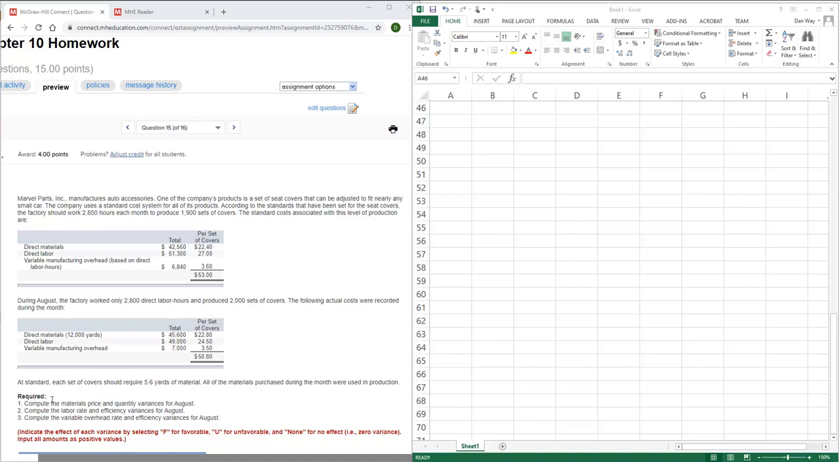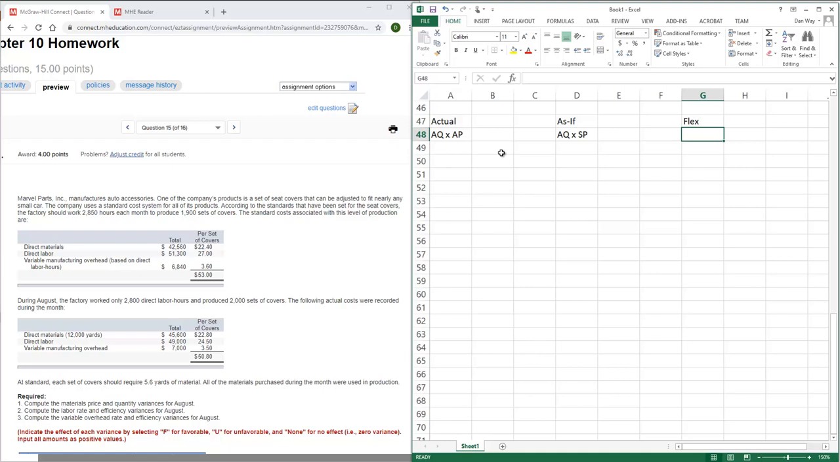So the first thing we're going to do is come up with the materials price and quantity variances for August. So I'm going to think about our column approach to these overall variances. Remember, we had the actual results on the far left, we had our as-if in the middle, and then we had our flex, our standards on the far right. And for thinking about materials, this actual is our actual quantity times our actual price. As-if is our actual quantity but times our standard price.